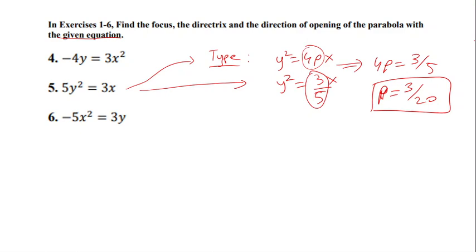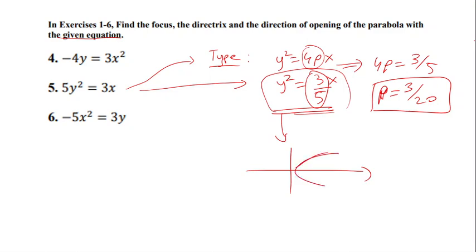And after this one, we will find the directrix. To find the directrix, look at the type here. The type of this one is like y squared. So y squared is something like this. I mean, it will be to the left or to the right. So what determines it? This one is p. P is positive here. So 3 over 20 should be here. So we eliminate the other option.